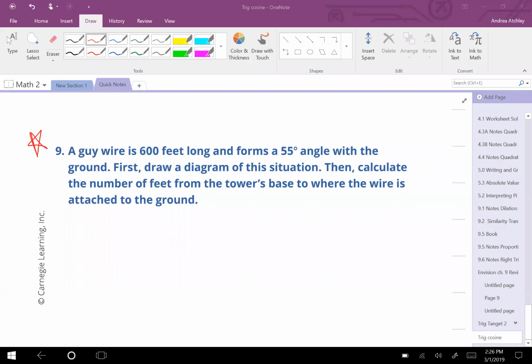Okay, so now I think we've got this. We draw our triangle. This is 55 degrees, and this is 600 feet. Not 6 feet, but 600.